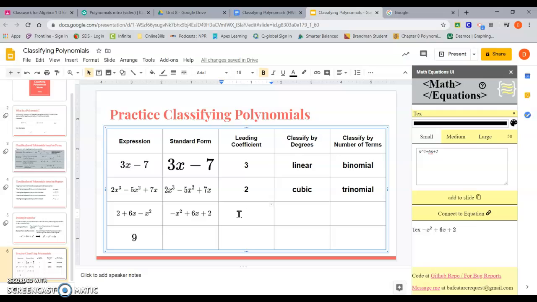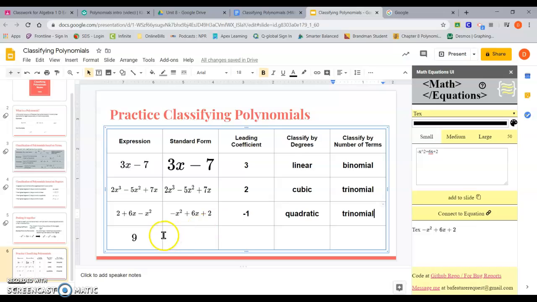So I'm looking at the leading coefficient. It would be that negative x squared, so my leading coefficient would be a negative 1. Because it's squared, I know that it is considered a quadratic degree. And how many terms? Looks like there are 3 terms, so it is a trinomial. So it is a quadratic trinomial.